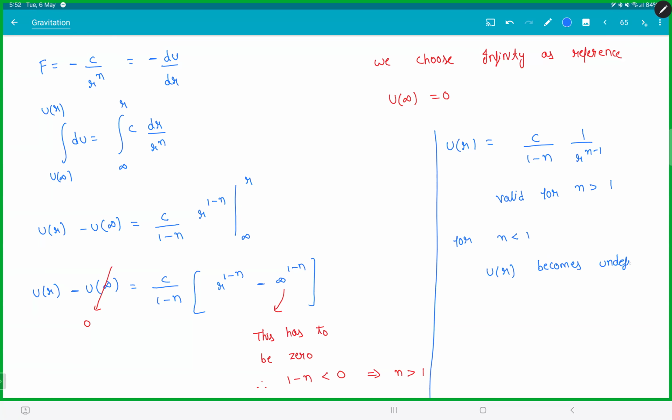So we should not take those values because it won't be a stable orbit. It won't be a satellite. Then you can't call it a satellite anymore. Infinity per 0 is undefined.